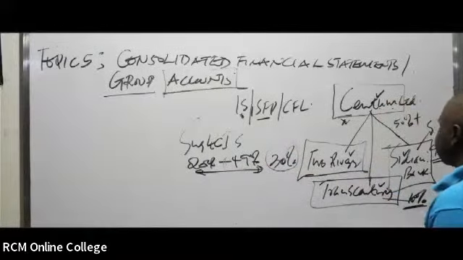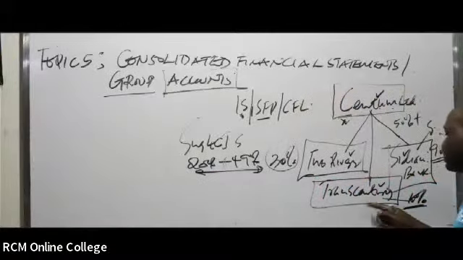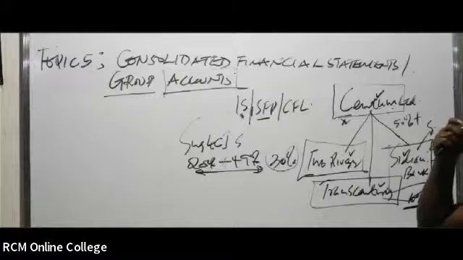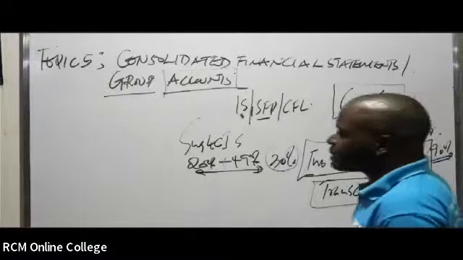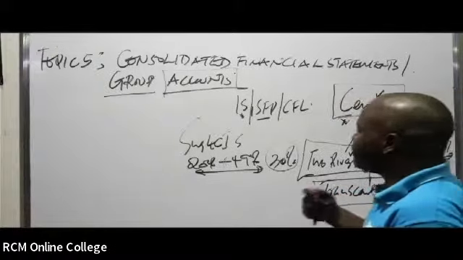It becomes an associate. Well, in this case, if it is below 20%, it becomes, in this case, what? A simple investment. It's just a simple investment, not a serious one. It's not even a significant influence. So in this case, if it is more than 20%, it's a significant influence.